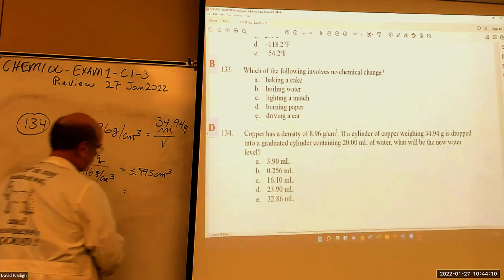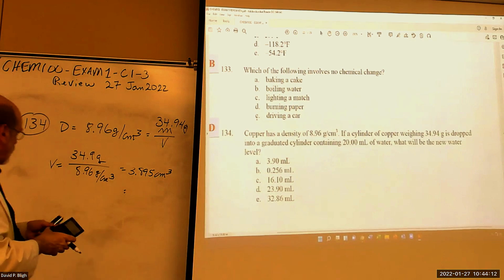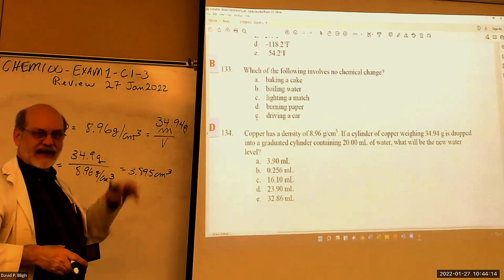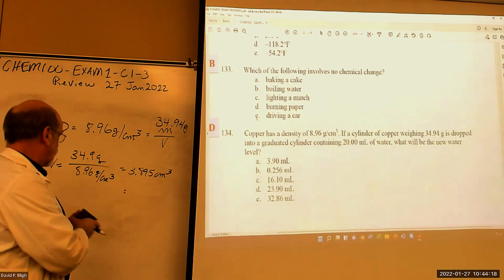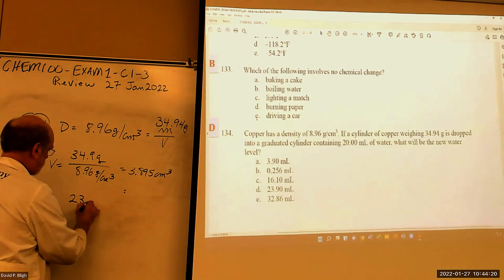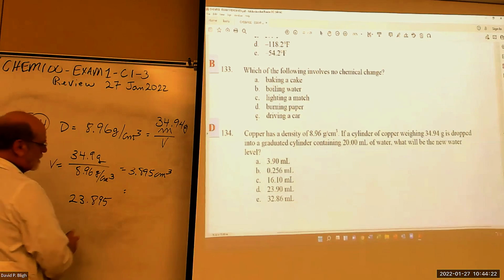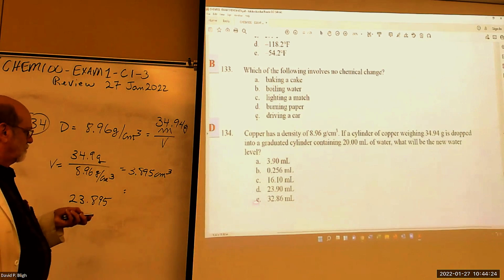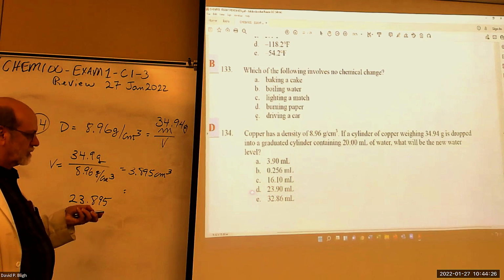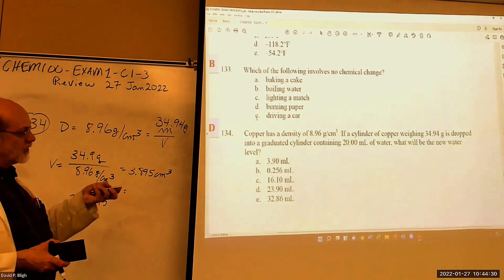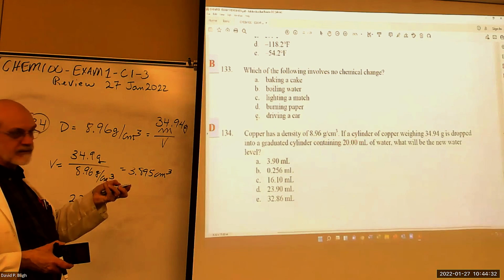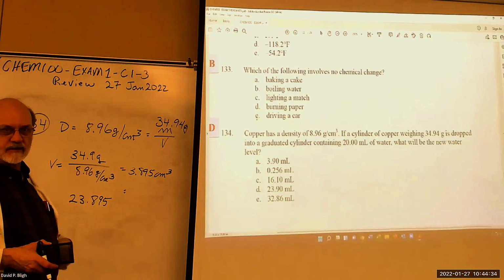3.895. Okay. So that's the amount of volume that was added to the previous volume of 20. So it'll be 23.895. Or round it off, 23.90. That's the best answer. That's the new volume because we added an object to it and we displaced it.